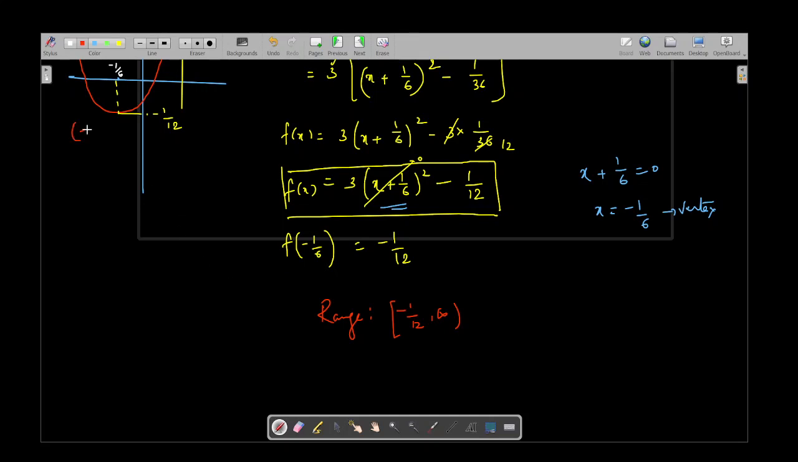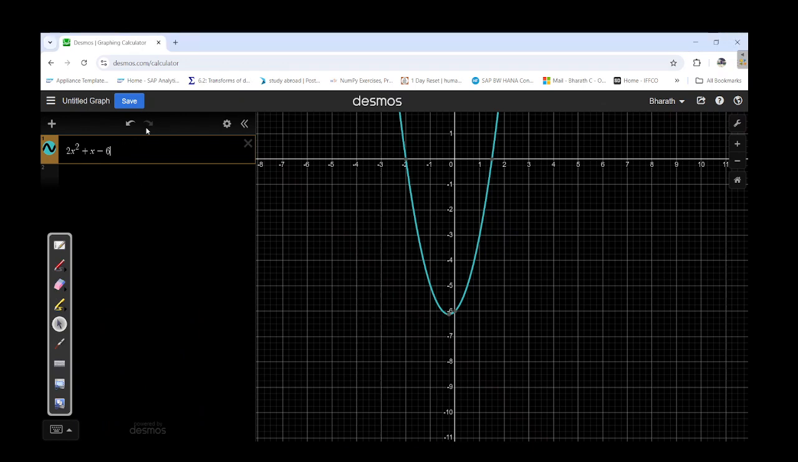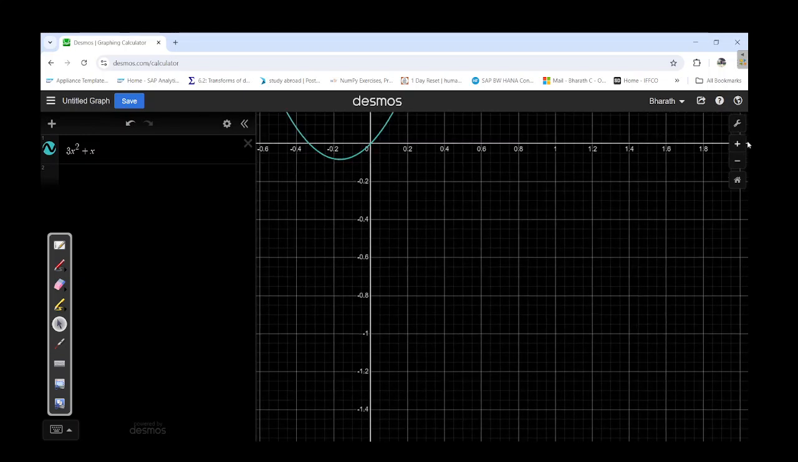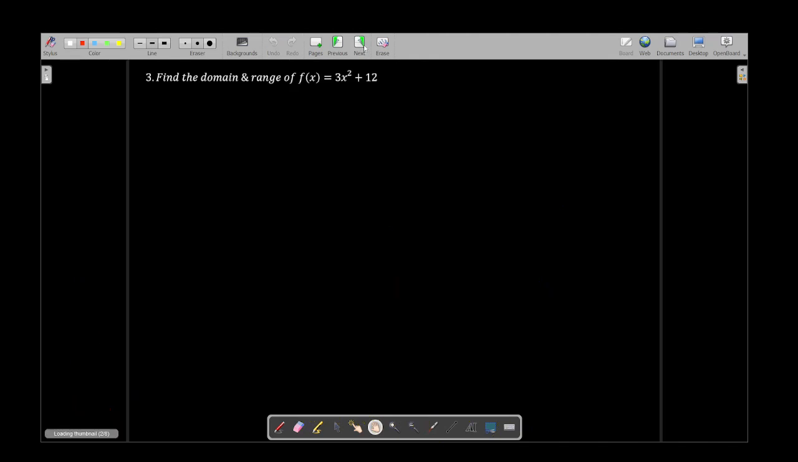So this point is (-1/6, -1/12). Let us verify this. The function is 3x² + x. So here we have the value. Let us zoom in. This point is -0.167, which is -1/6, and -0.083, which is -1/12. You can verify if you want. Let us go to the next problem.